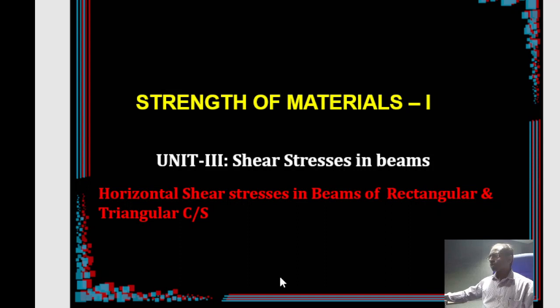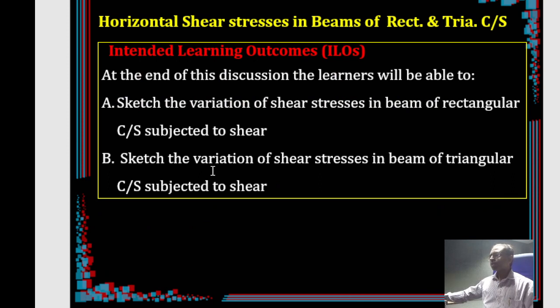Welcome to the discussion on the topic horizontal shear stresses in beams of rectangular and triangular cross sections. By the end of this particular discussion, I am hoping that we'll be able to learn how to sketch the shear stress variation in rectangular cross sections or even triangular cross sections. We'll be able to sketch the variation in beams having a rectangular cross section as well as triangular cross sections.